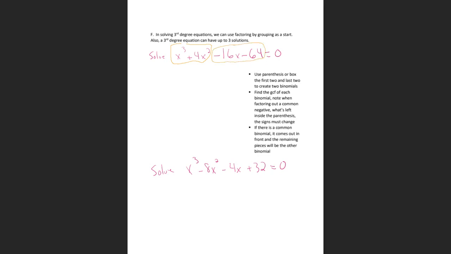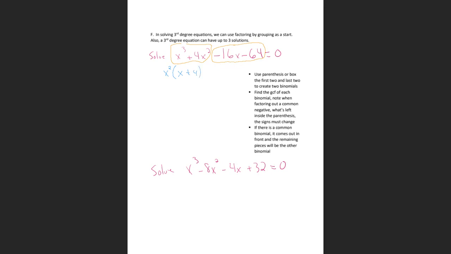So again, we're going to create these 2 binomials, and what we're going to do is factor a GCF out of each box, out of each binomial. And so looking at the first pair, x cubed and the 4x squared, I do see that they each have an x squared in common. So I pull that out, that leaves me an x and a 4.